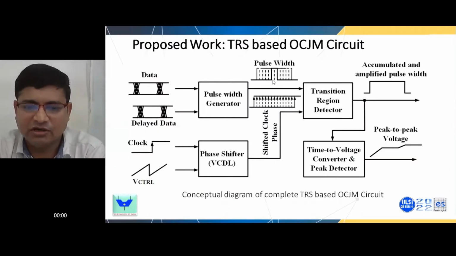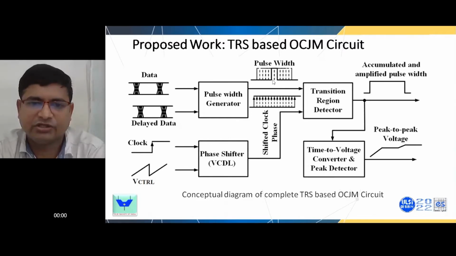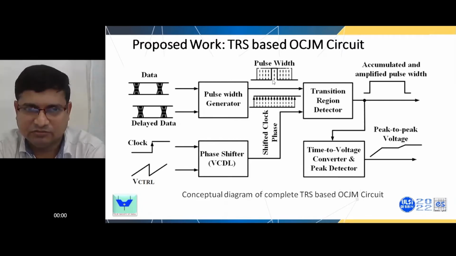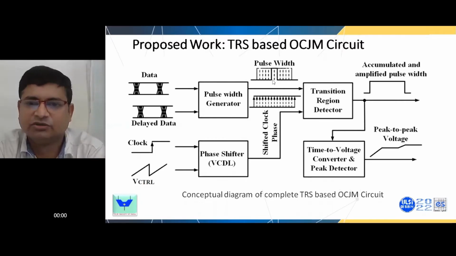So this is the conceptual diagram of the complete TRS-based OCGM circuit. The first three blocks, pulse width generator, phase shifter, and transition region detector, form one circuit, the transition detector circuit. The pulse width generator generates a pulse based on the input data and its delayed version, and that pulse width is fixed. That is the offset time. If any jitter is added in the input data, the pulse will shift its position, but the pulse width would be the same. That goes to the transition region detector, and simultaneously gives a shifted clock.